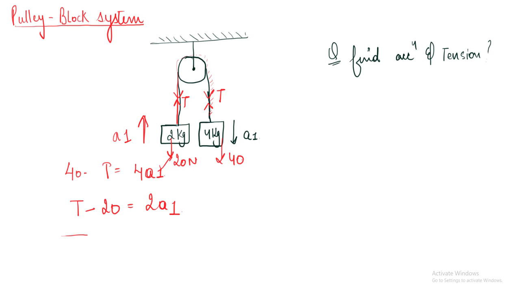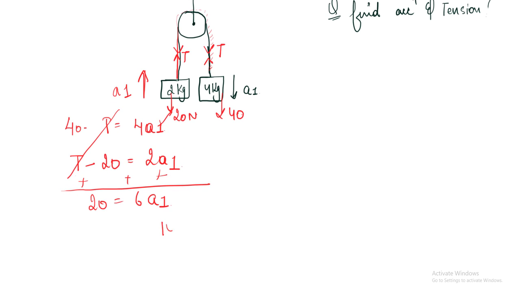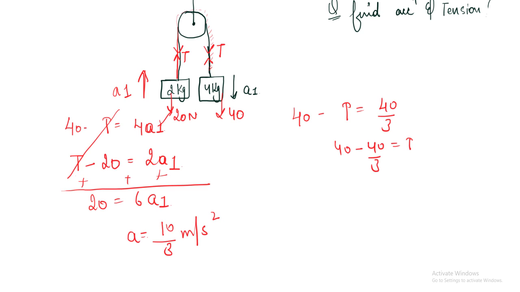Now by adding these equations, T will get cancelled, so 20 is equal to 6a1. Now the answer is 10 by 3 meter per second square, which is the acceleration. Now for tension, put the acceleration in any one of these two equations. 40 minus T is equal to 40 by 3. So 40 minus 40 by 3 is equal to T.